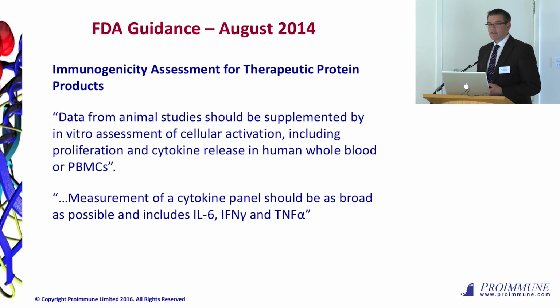So the regulators have now come forth and provided some guidance in this area, and they say that in their immunogenicity assessment for therapeutic protein products, data from animal studies should be supplemented by in vitro assessment of cellular activation, including proliferation and cytokine release in human whole blood or PBMCs, and that measurement of a cytokine panel should be as broad as possible and definitely include IL-6, interferon gamma, and TNF-alpha.